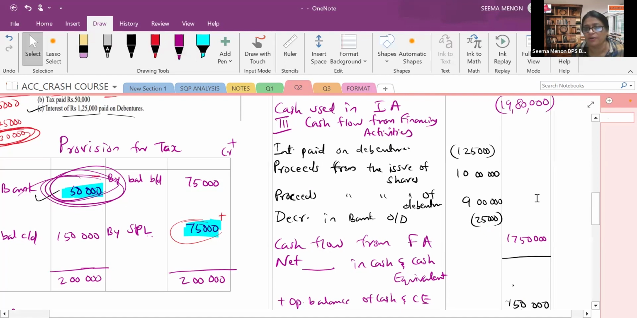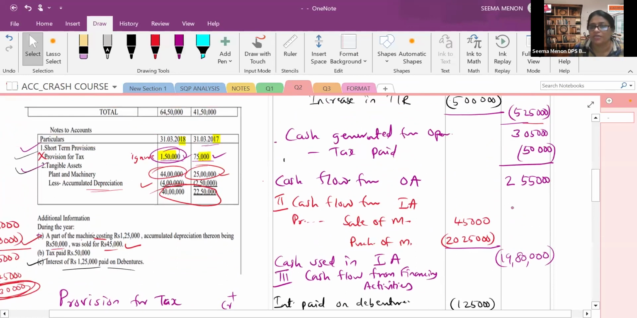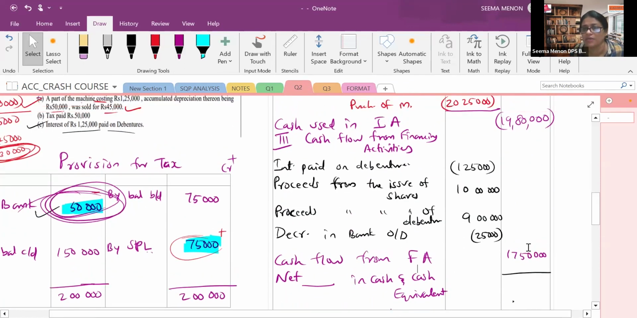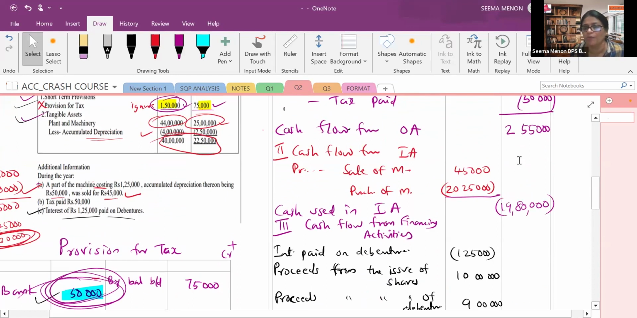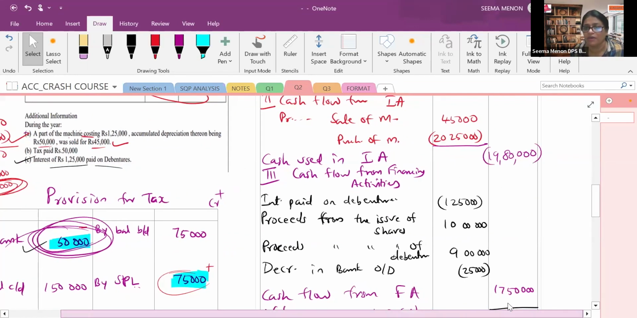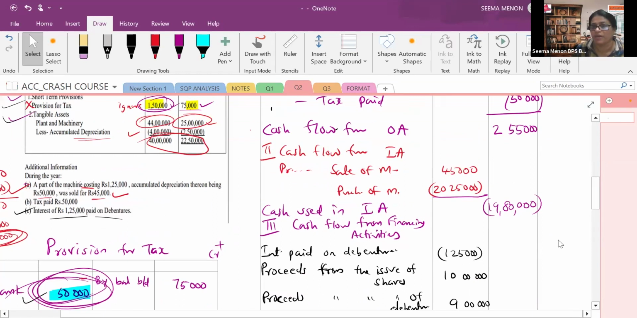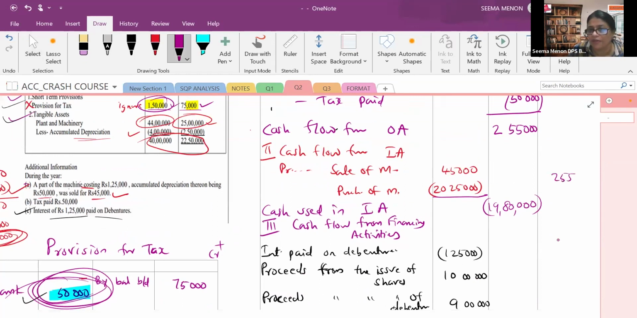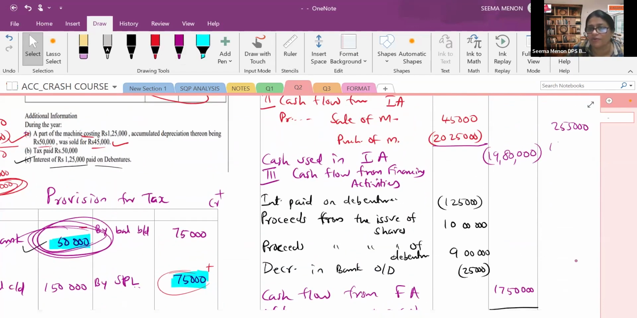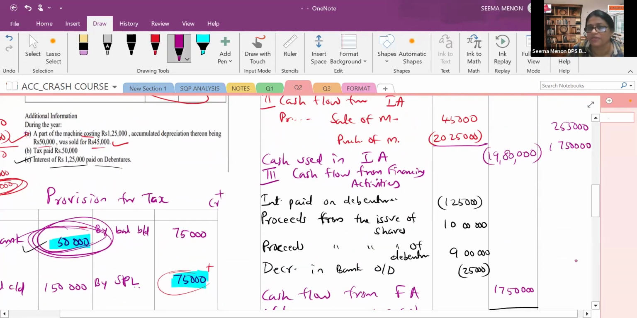Now see, children, let's see what the items are here. We got the cash flow from operating as 2,55,000. Then here it is 17,50,000 as the financing activity. These two are the positive amounts. Then after that 19,80,000 as our cash flow from investing activity. Now let's solve this. All the three you will be adding. 2,55,000 plus 17,50,000. First you will add all the positive figures.